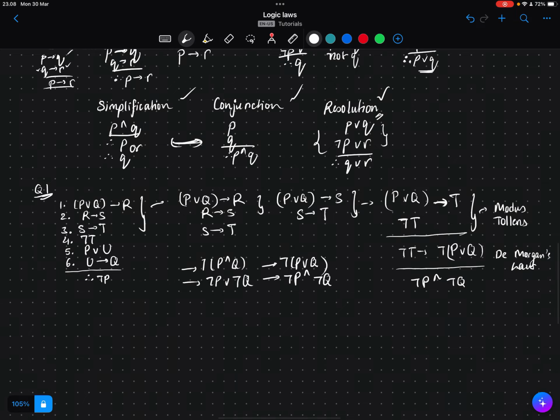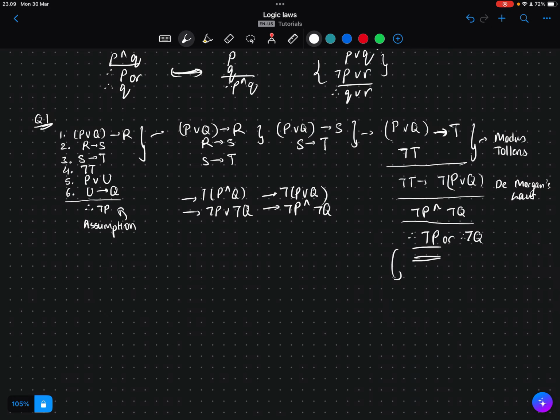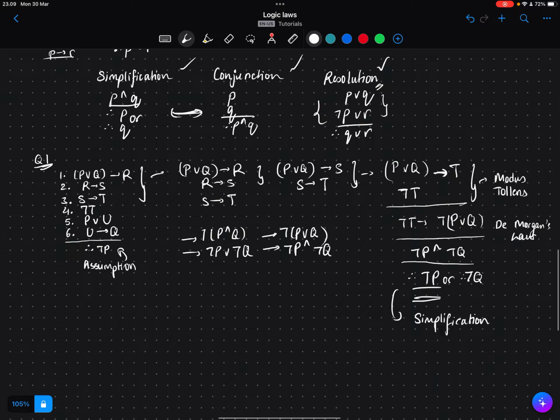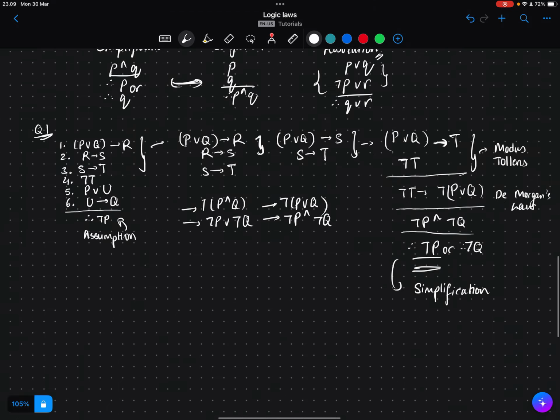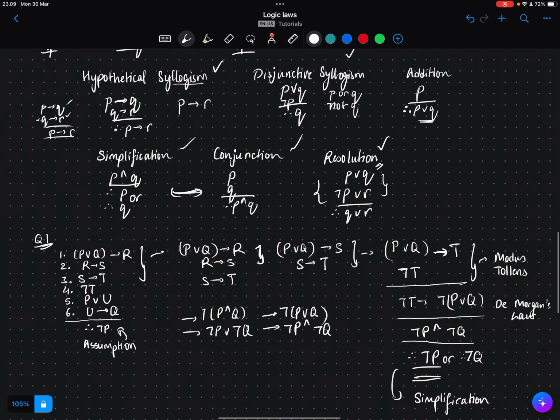Okay, now we can use simplification. Our assumption is this, by the way, not P. We can literally just use simplification. We would get not P and not Q as this thing, right? But we'll just take not P to simplify and finish off the answer. We'll say simplification. And that's it, literally. We used hypothetical syllogism 3 times, 1 modus tollens, 1 De Morgan's, and then 1 simplification. We're done.